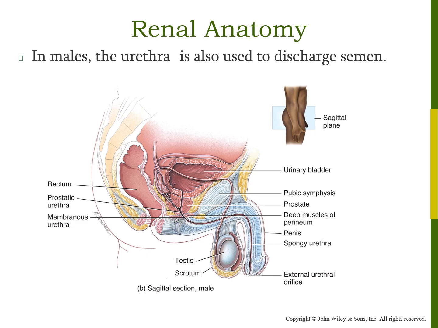In the male, the urethra is much longer at 20 centimeters. And you will recall that it begins at the base of the urinary bladder, where it passes through the prostate gland, forming the prostatic urethra, and then passes through the pelvic floor, where the deep muscles of the perineum surround the urethra and form the external urethral sphincter. This region is called the membranous urethra. And then most of the length of the urethra passes through the penis and ends at the external urethral orifice.